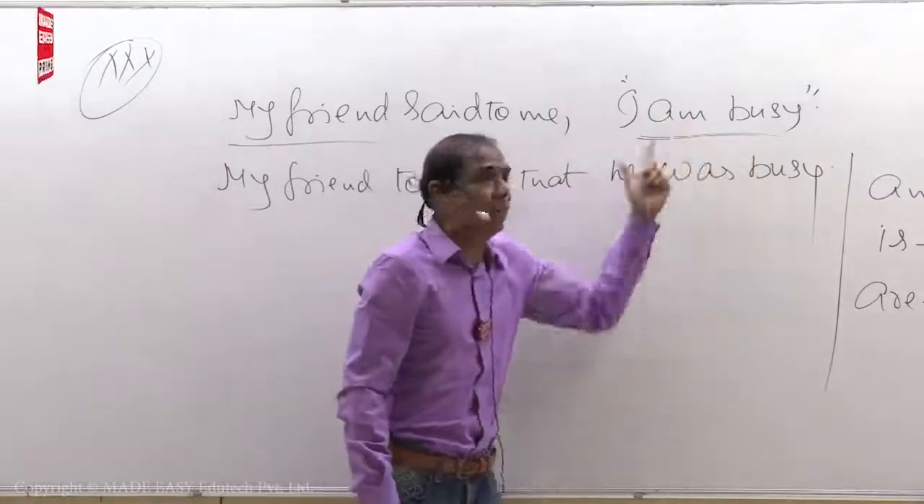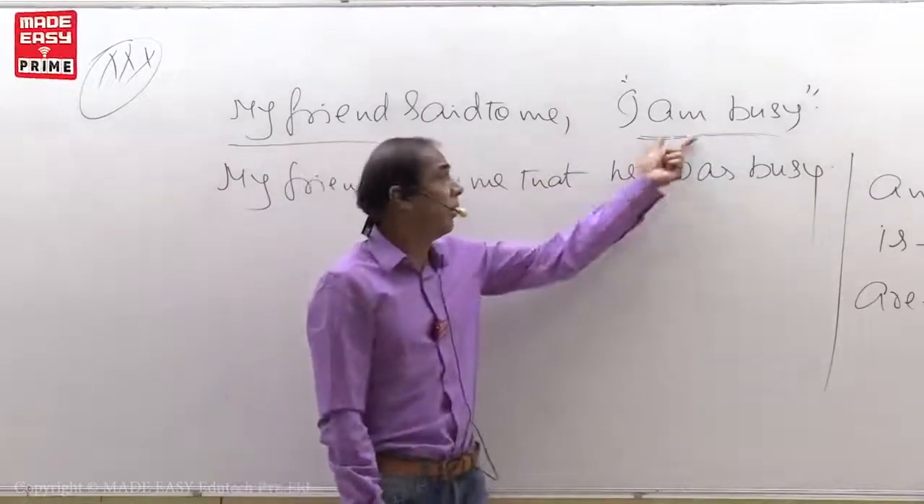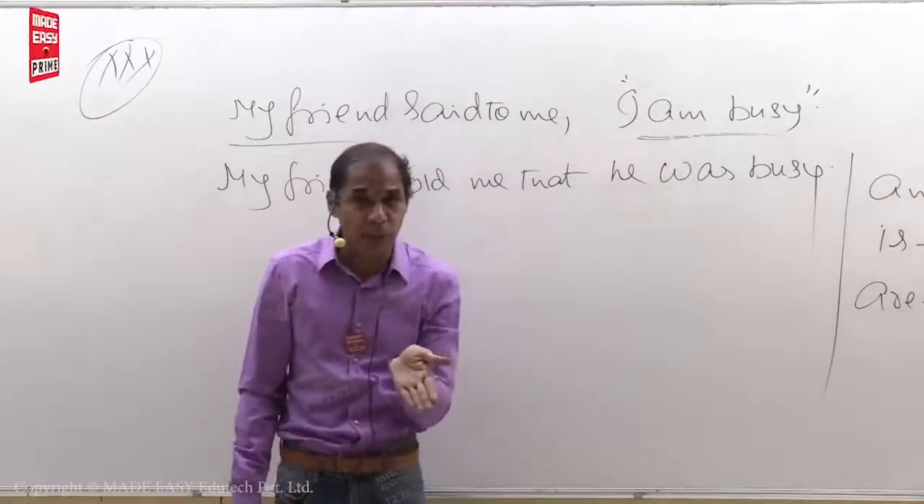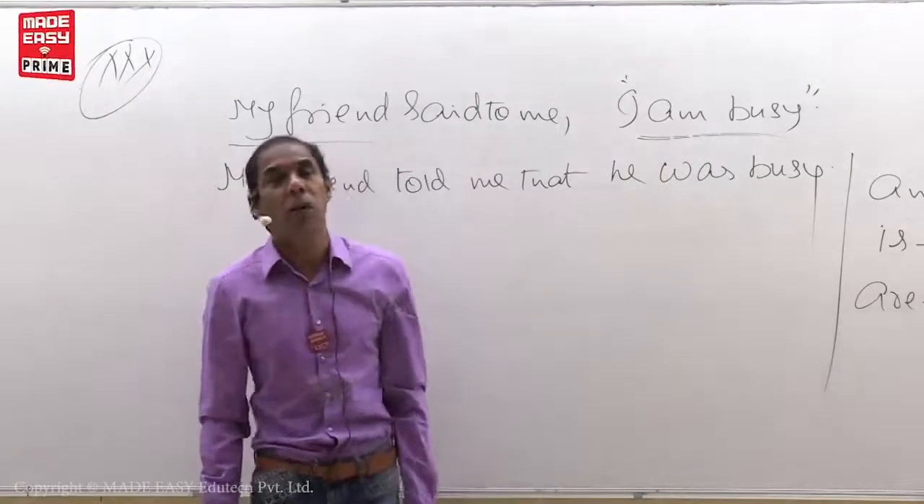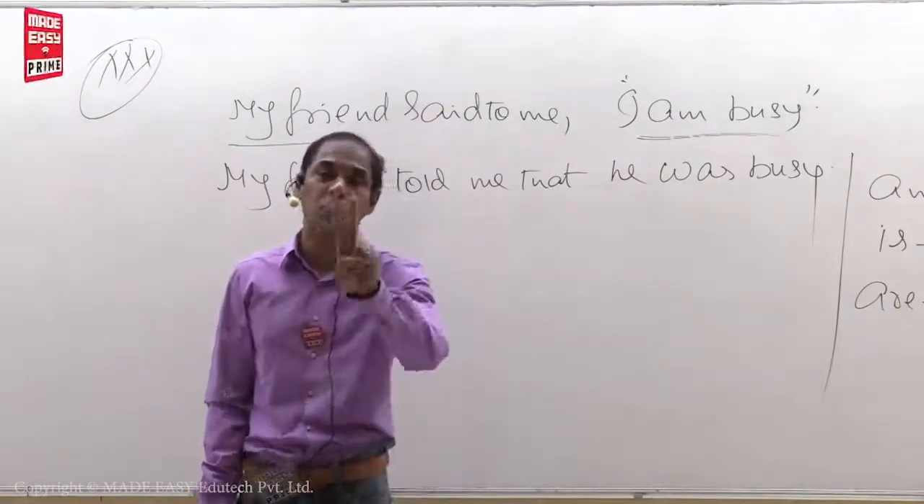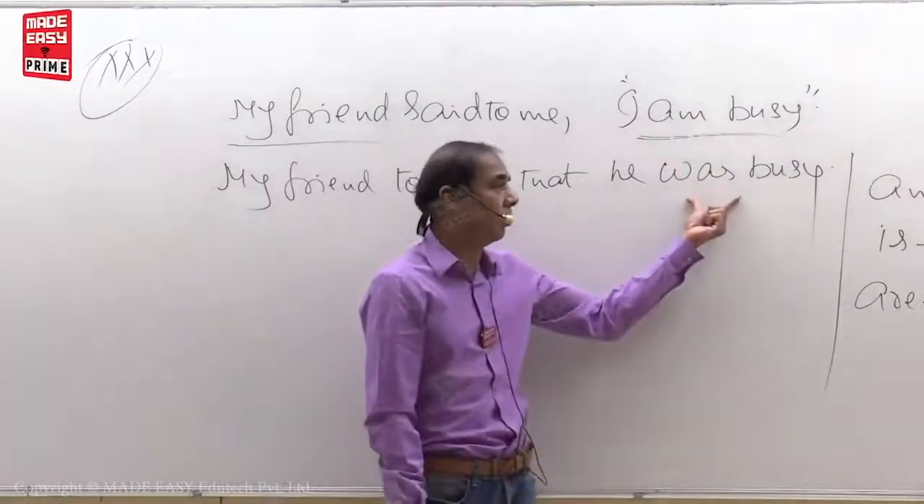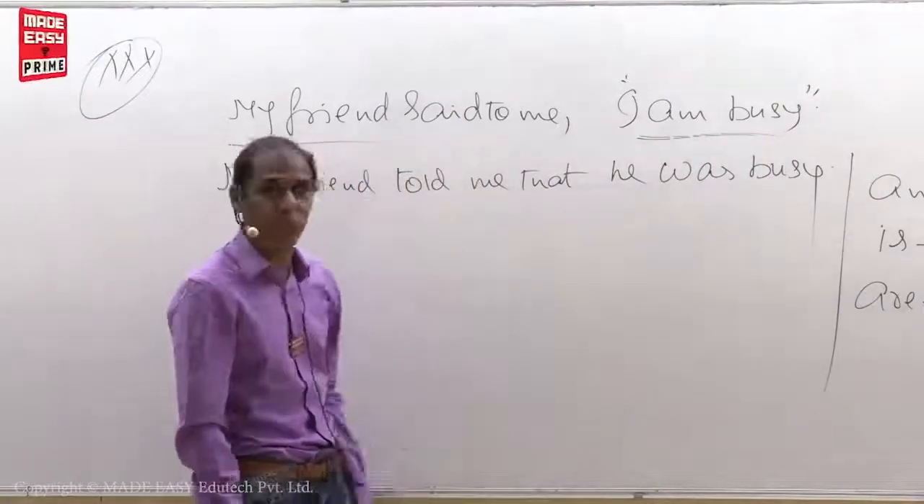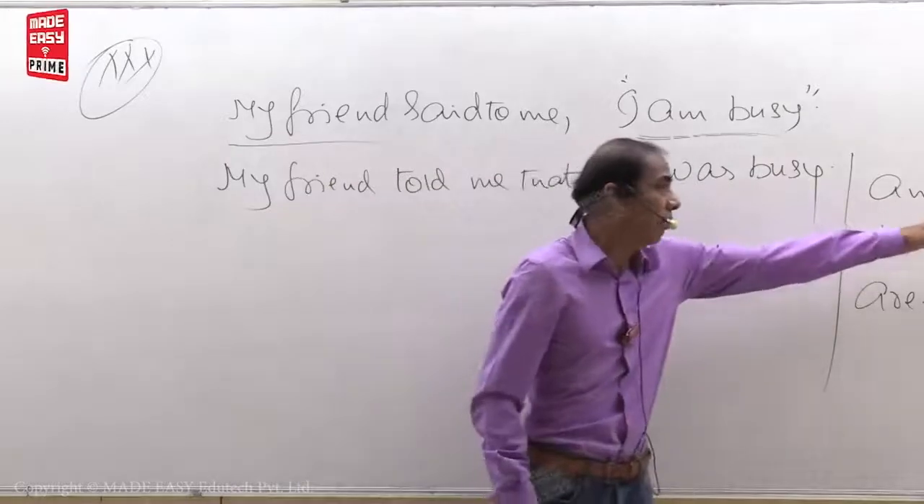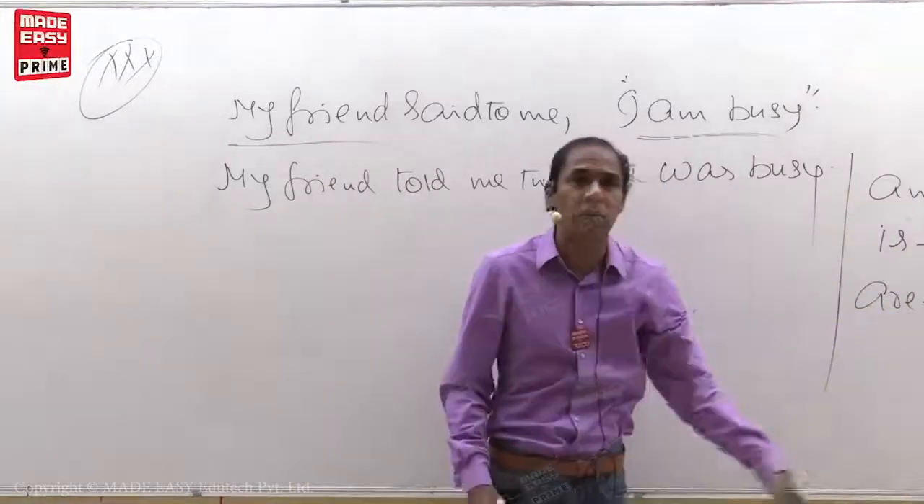Observe, "I am busy." What is the tense form of "I am busy"? Present tense. Present tense should be turned into simple past. What is the formula of the simple past? V2. What is the V2 of "am"? Was. That's it. That he was busy. Three forms I have given here: am, was, been; is, was, been; are, were, been. That's it.